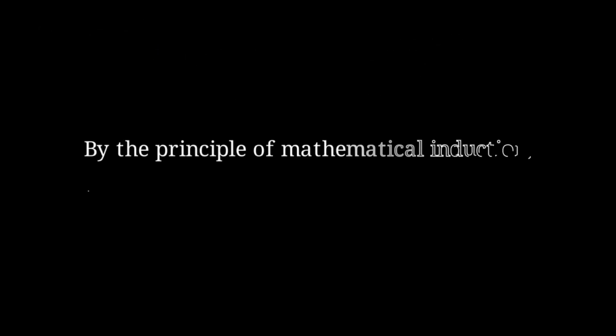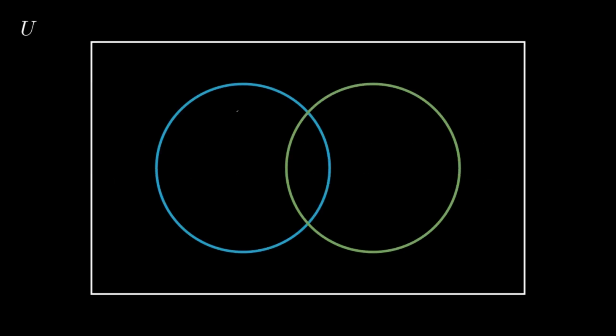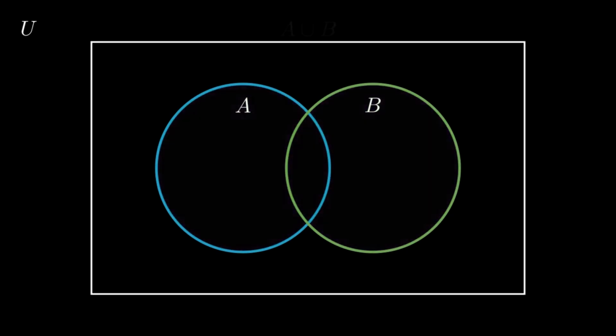A surjective or onto function maps the domain onto the entire codomain. This means every element in the codomain has at least one preimage in the domain. In other words, the function's range equals its codomain. A bijective function is both injective and surjective.